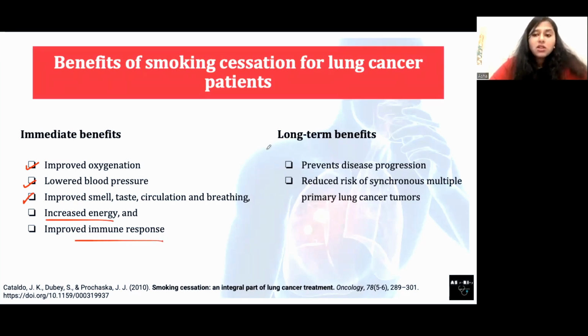And of course, the long-term benefits: you prevent disease progression, reduce the risk of synchronous multiple primary lung cancers and tumors, and prevent other organs from being affected.